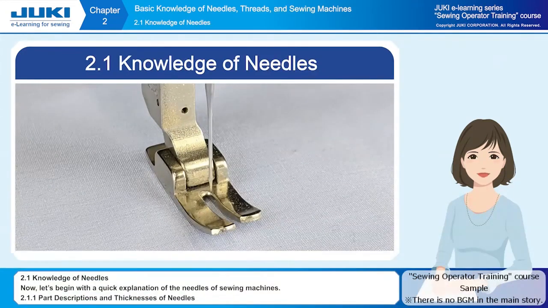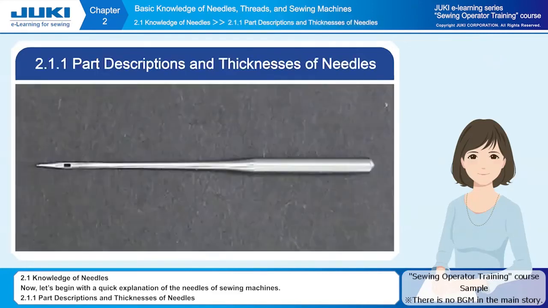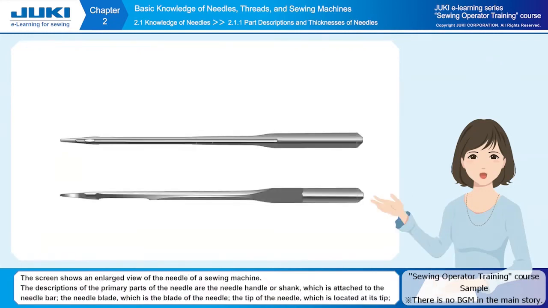Now, let's begin with a quick explanation of the needles of sewing machines. Chapter 2:1:1 Part descriptions and thicknesses of needles. The screen shows an enlarged view of the needle of a sewing machine.